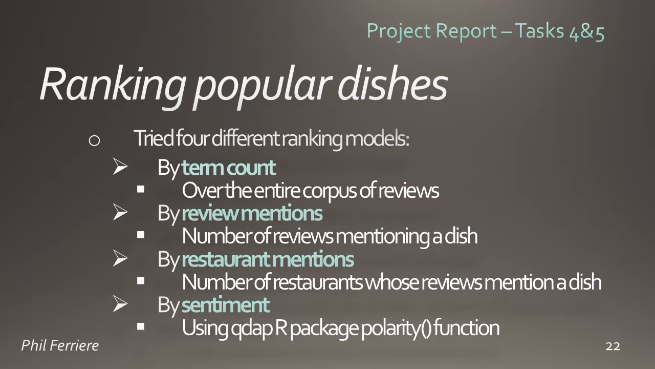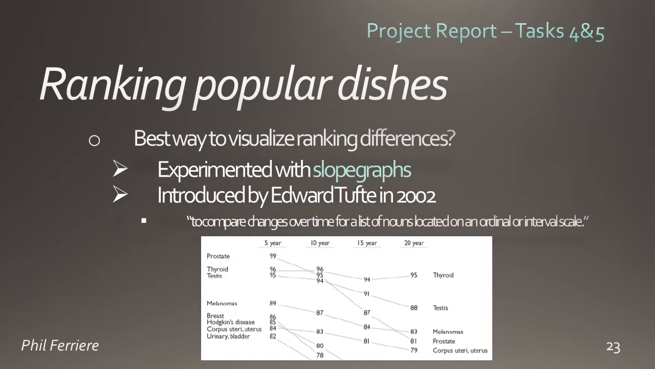I tried ranking a dish by term count, measured over the entire dictionary of reviews, by the number of reviews mentioning a dish, by the number of restaurants whose reviews mention a dish, and finally by sentiment, using a function of the ratio of positive over negative sentences about a dish. To compare and visualize the differences between the 4 ranking models, I experimented with slope graphs.